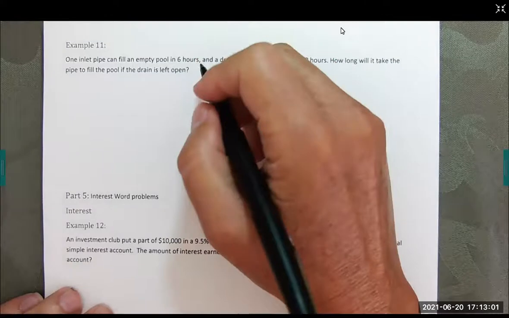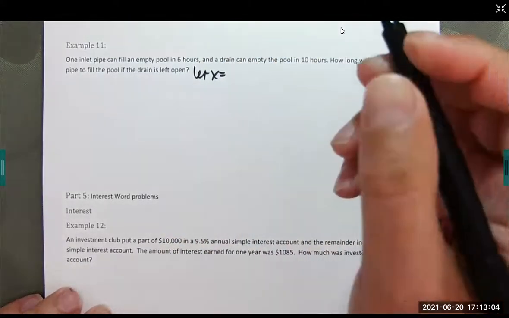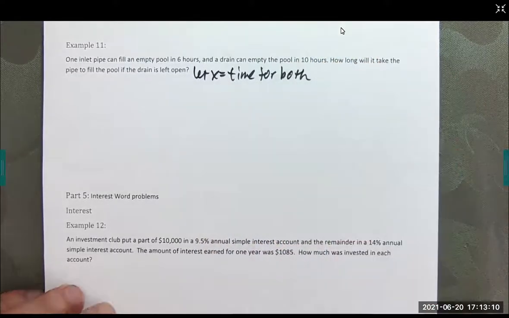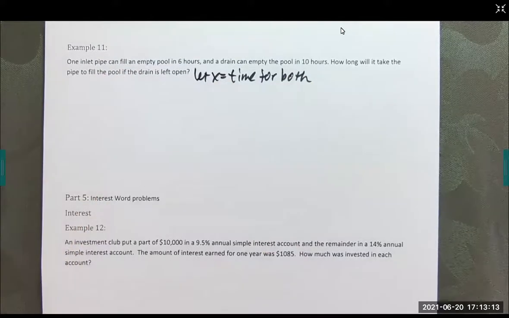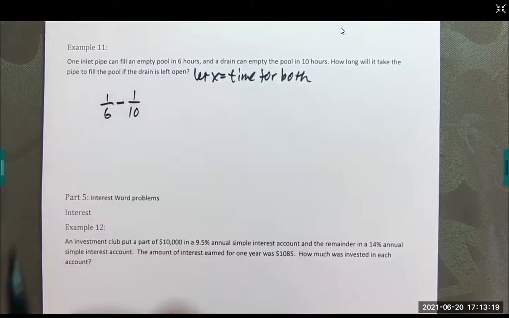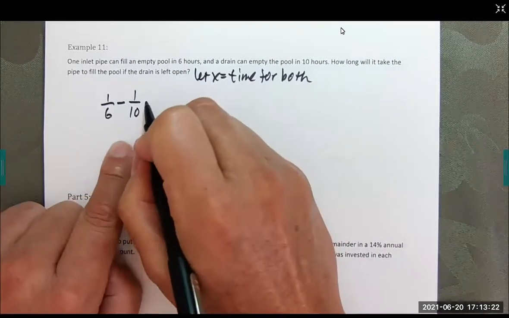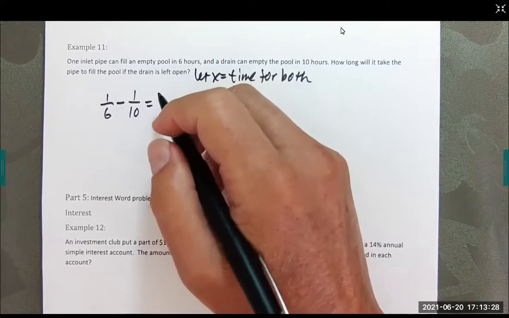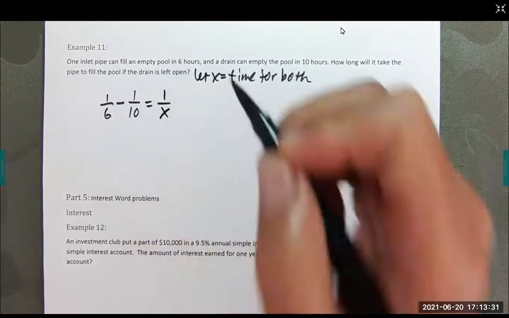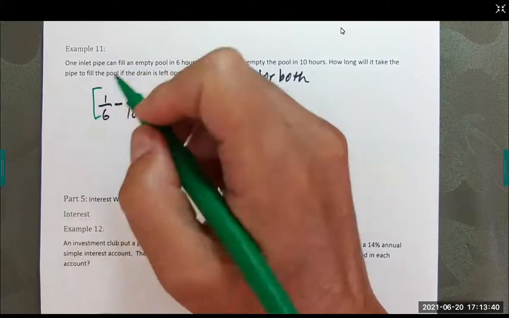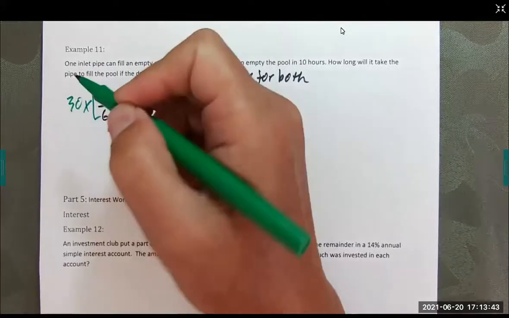Well, let's start here. Let x equal the time for both. What's different about this one is that because one is filling and one is draining, we're going to end up with 1/6 minus 1/10, because the drain is taking it away. And that's going to equal 1/x. And I believe 30x is going to be the LCD for us.